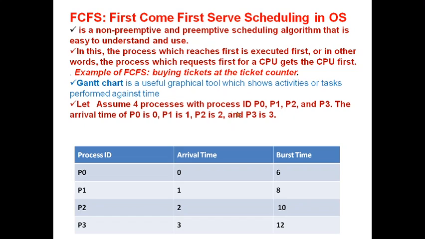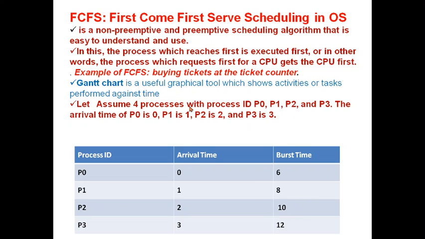Let's assume that there are 4 processes with process IDs P0, P1, P2, followed by P3. The arrival time of P0 is 0, P1 is 1, P2 is 2, and P3 is 3. Here we have arrival time as well as burst time. Let's consider the assumption that P0 has a burst time of 6, P1 has 8, P2 has 10, followed by P3 having a burst time of 12.